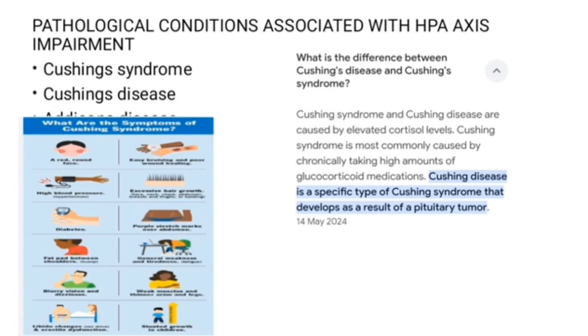Cushing disease is a specific type of Cushing syndrome that develops as a result of a pituitary tumor. So when there is excess release of ACTH by the pituitary, you call it Cushing disease. So Cushing disease is excess release of ACTH by the pituitary, maybe as a result of a pituitary tumor. But Cushing syndrome is excess release of cortisol by the adrenal cortex itself. Okay? So this is the difference.